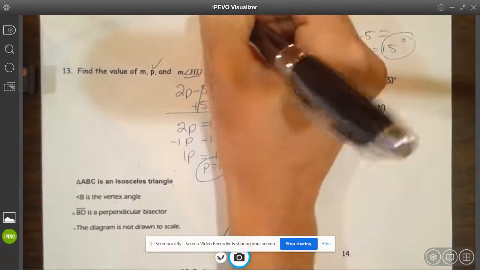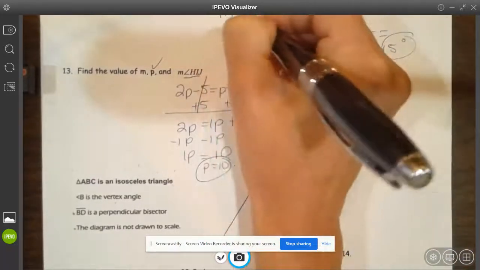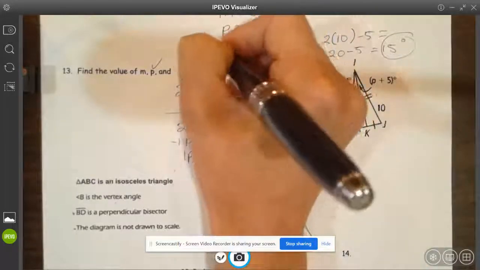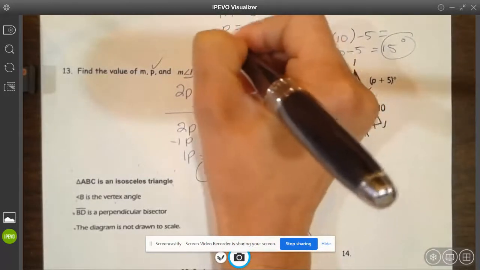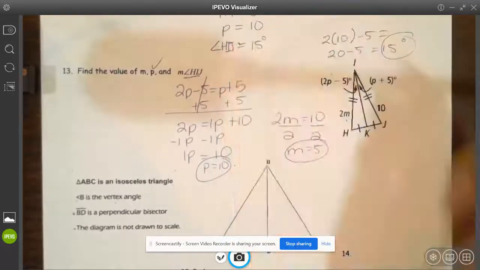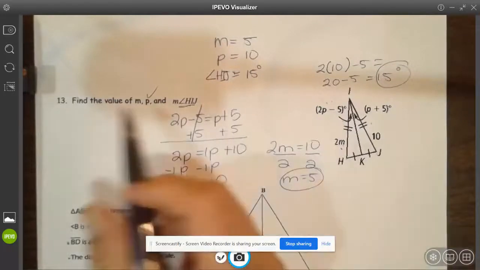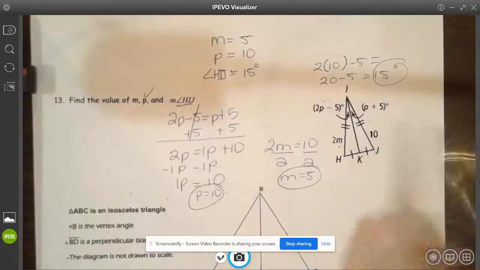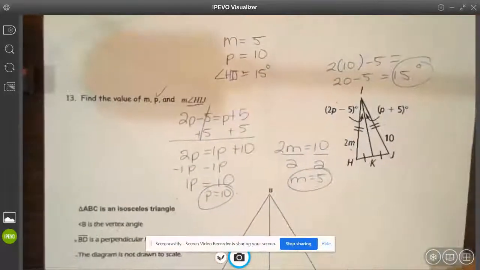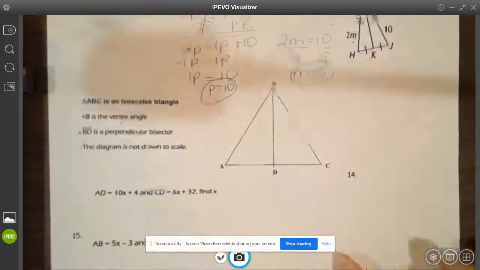So we found three things. We found m, which is 5. We found p, which is 10. And we found angle HIJ, which is 15 degrees. Okay? All right, so in this question, it was pretty lengthy, but we have the figure here to figure it out. And that's what you guys will be doing. All right, next one.